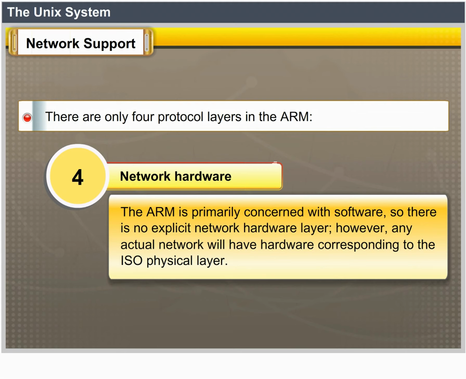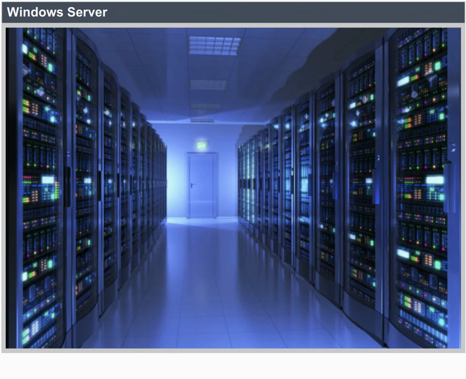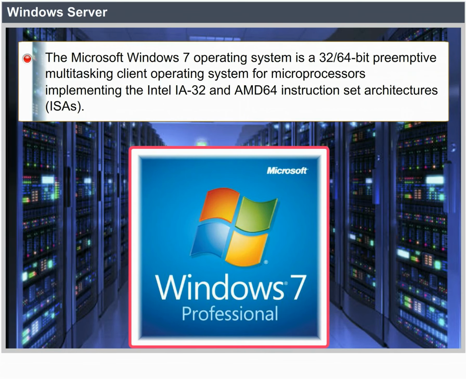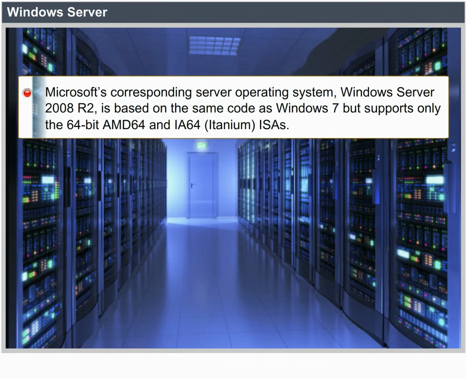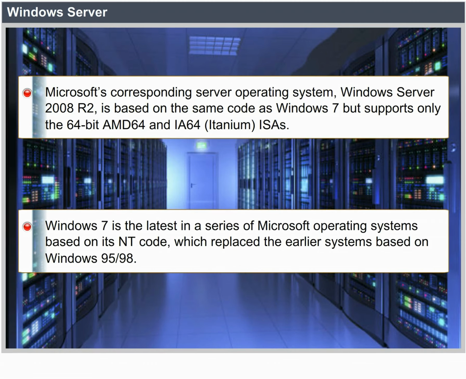Windows Server. The Microsoft Windows 7 operating system is a 32 and 64-bit preemptive multitasking client operating system for microprocessors implementing the Intel IA32 and AMD 64 instruction set architectures, ISAs. Microsoft's corresponding server operating system, Windows Server 2008 R2, is based on the same code as Windows 7, but supports only the 64-bit AMD 64 and IA64, Itanium ISAs. Windows 7 is the latest in a series of Microsoft operating systems based on its NT code, which replaced the earlier systems based on Windows 95-98.